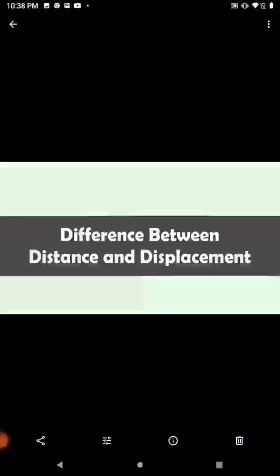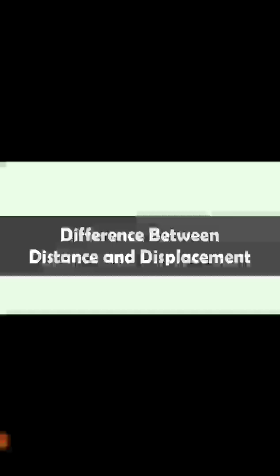So what do you mean by motion? How do we define a motion? Motion of any object we define as when any object changes its position with respect to its surroundings or any fixed point is known as motion. On the other hand, rest is when any object does not change its position with respect to a fixed point or its surroundings.